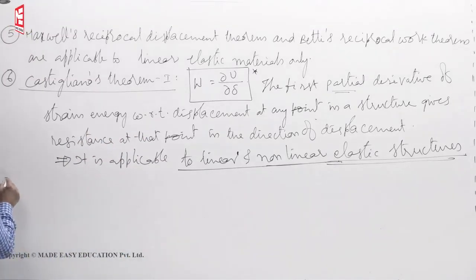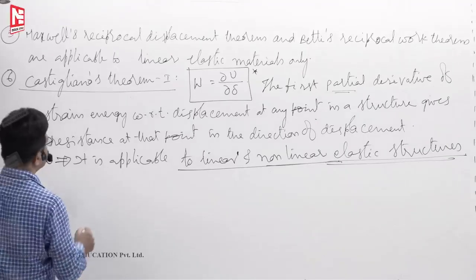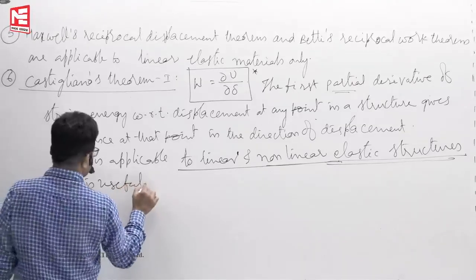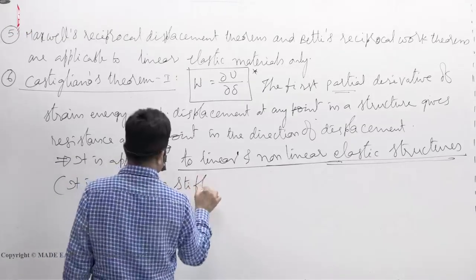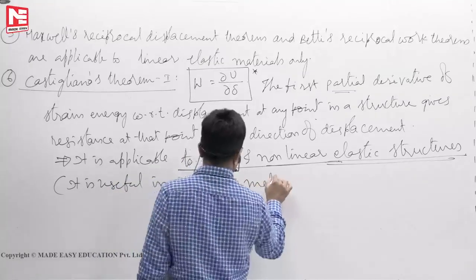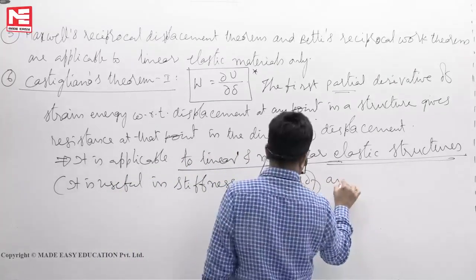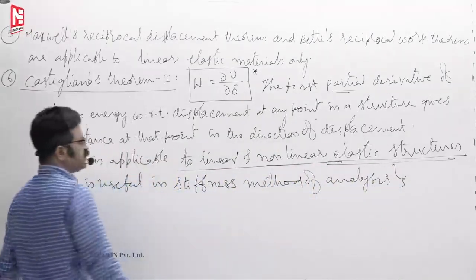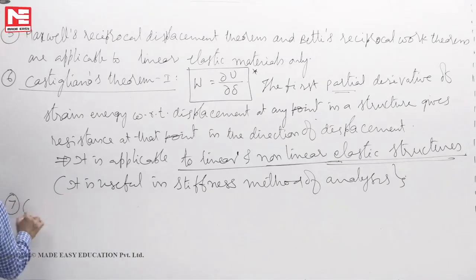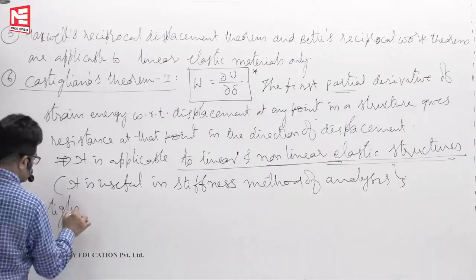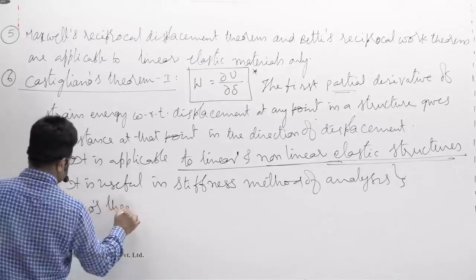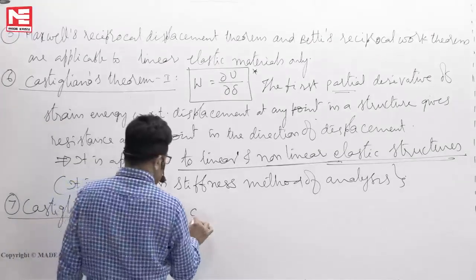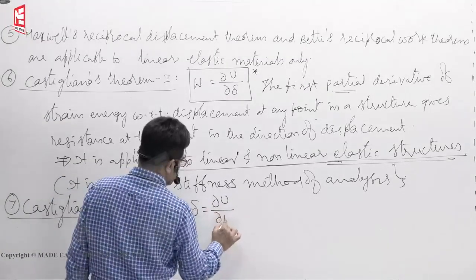Now you have theorem 2. This is used in the stiffness method of analysis. Then you have another theorem called Castigliano's theorem 2. What it tells you is delta is equal to dou U by dou W.